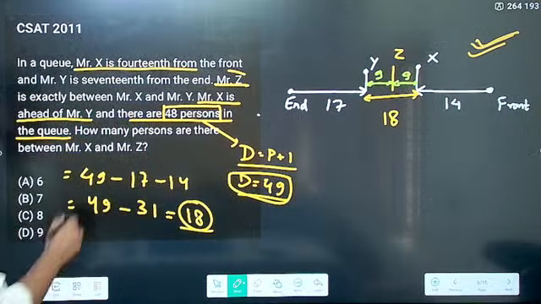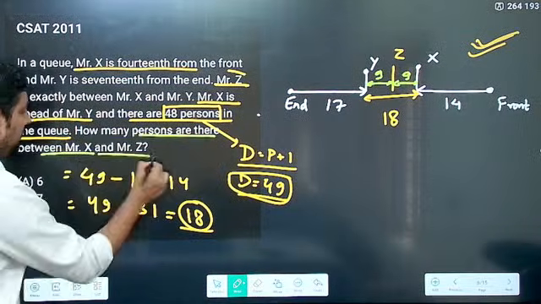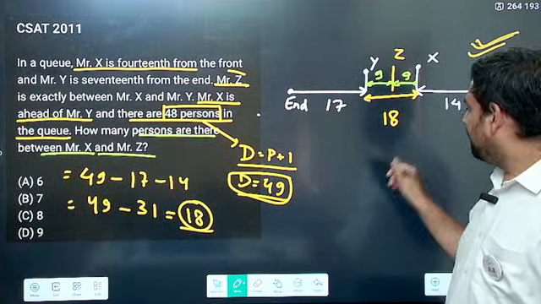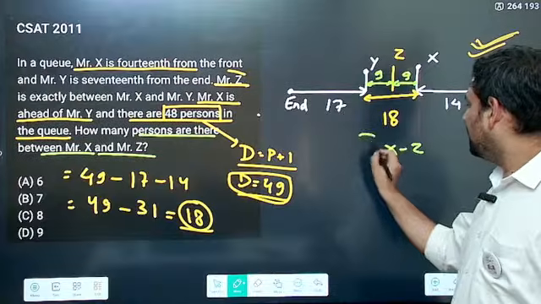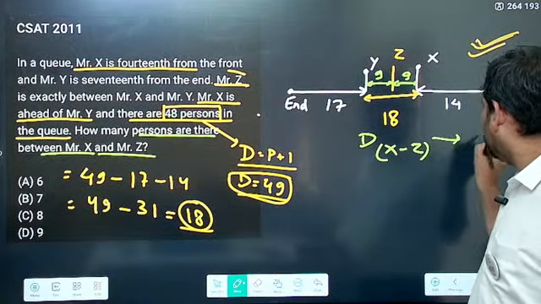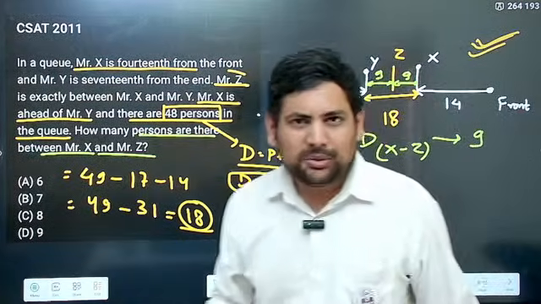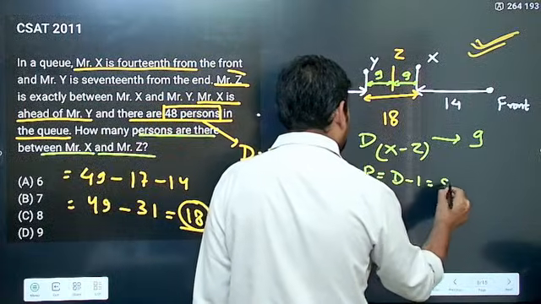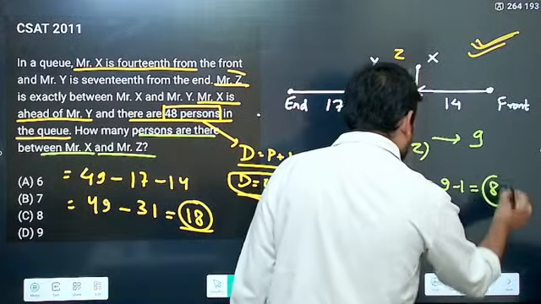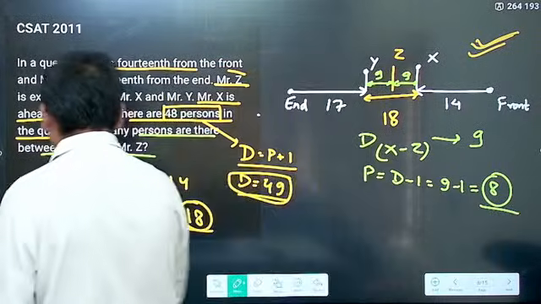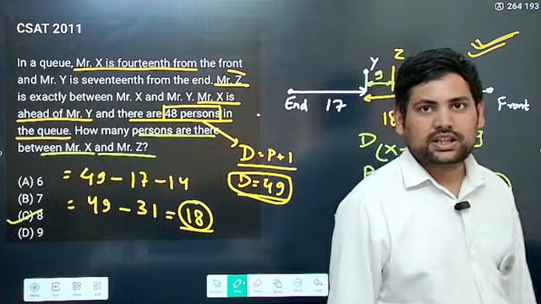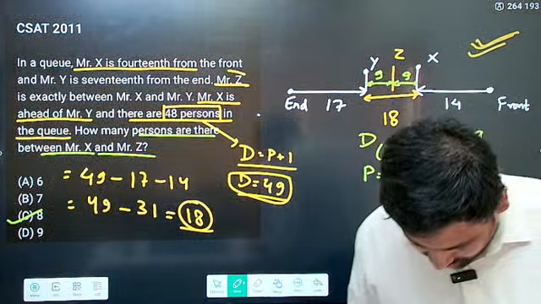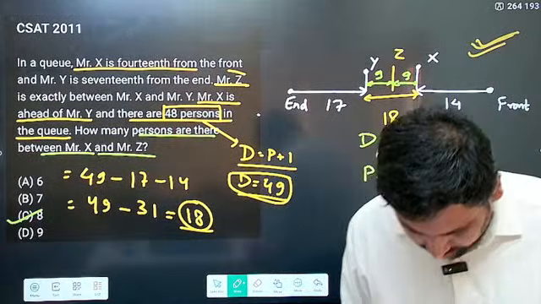What the question asks is, how many persons are there between X and Z? If the distance between X and Z is 9, then how many people are there? People is always equal to distance minus 1. So 9 minus 1 is equal to 8. That means there are 8 people between X and Z. Understood? Simple? Good, all of you.